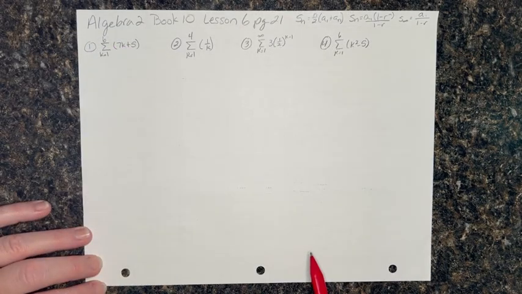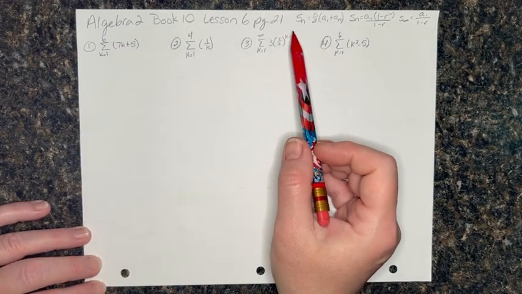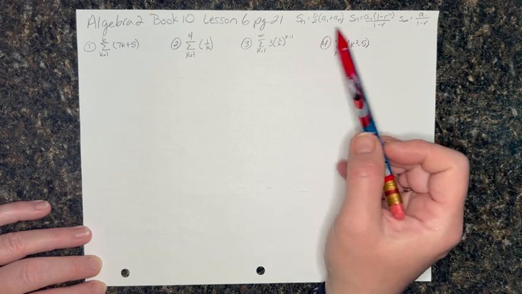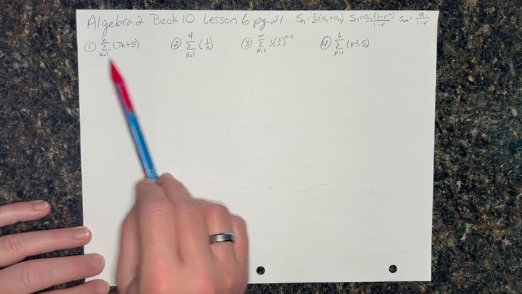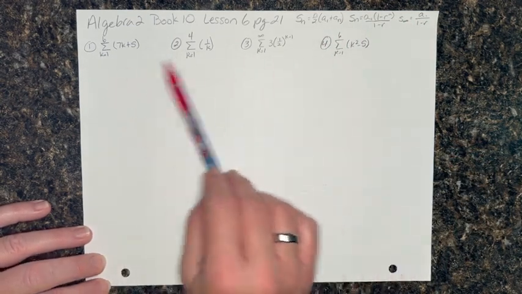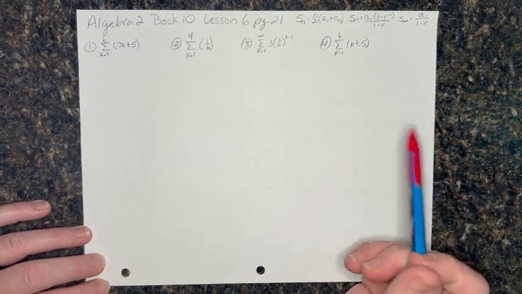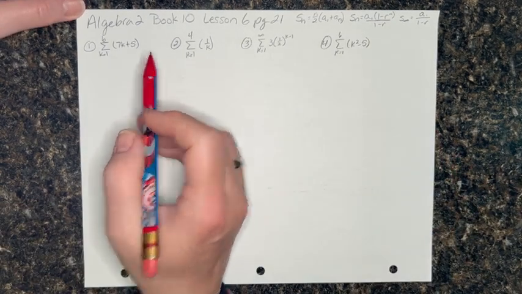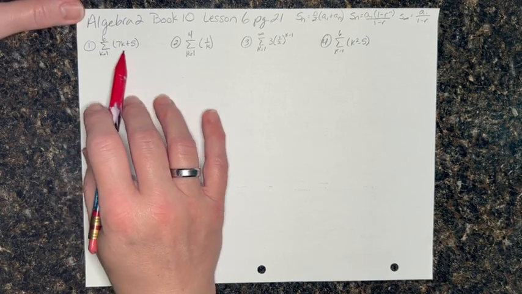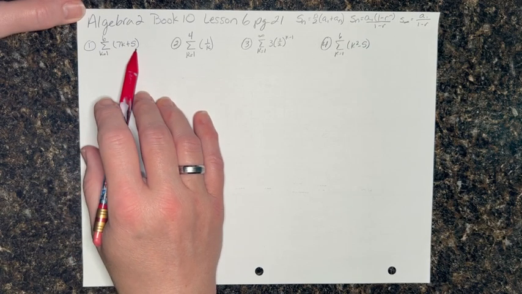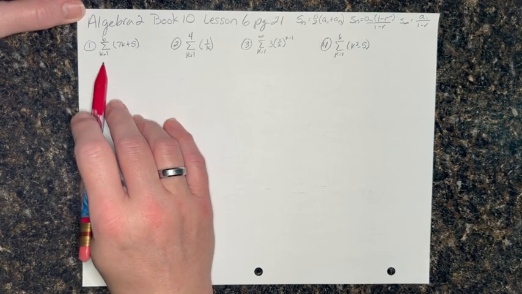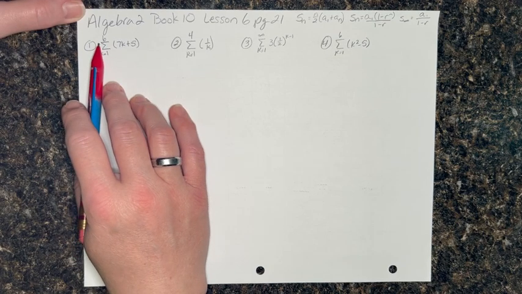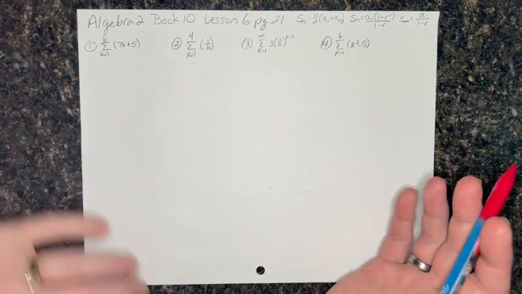So we are in Algebra 2, Book 10, Lesson 6, page 21. I've got the different formulas written up here, and the instructions read, evaluate the series if possible. Okay, so let's take a look at number 1. We are looking at the summation of 7k plus 5 from k equals 1 to k equals 6. All right, that's what we're looking at.